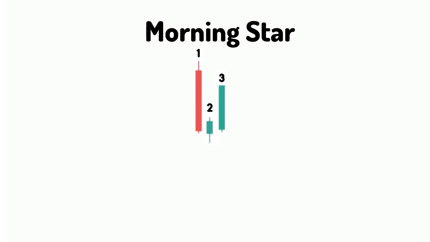First, you see a big bearish candle. Second, a small bullish or bearish candle. And third, a bullish candle that comes up to at least halfway of the first candle.